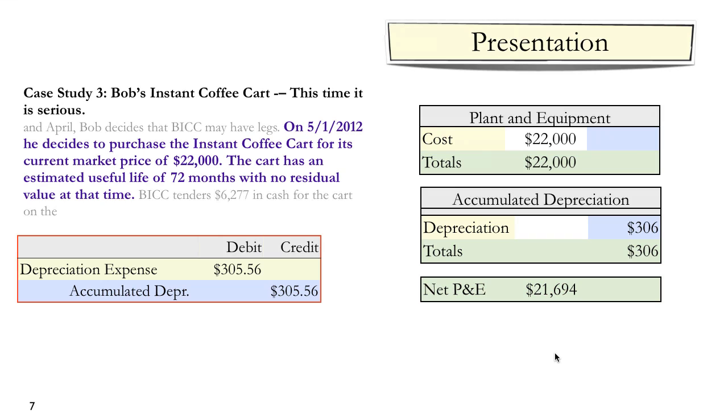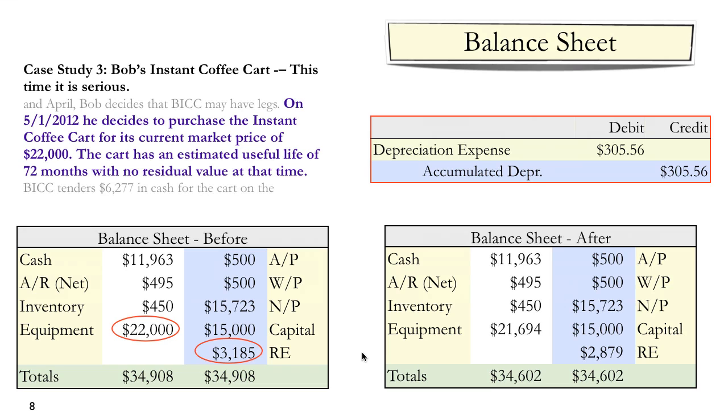So if plant and equipment is shown as a single line on a balance sheet, it would be the net amount of plant and equipment, $21,694, that is presented. And once again, we can look at the before and after balance sheets and see once again how the journal entry for depreciation expense impacts the balance sheets.